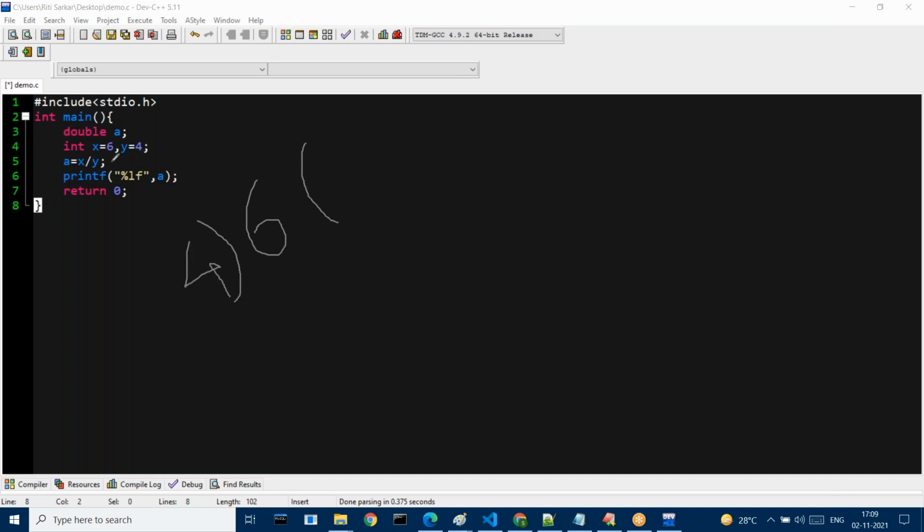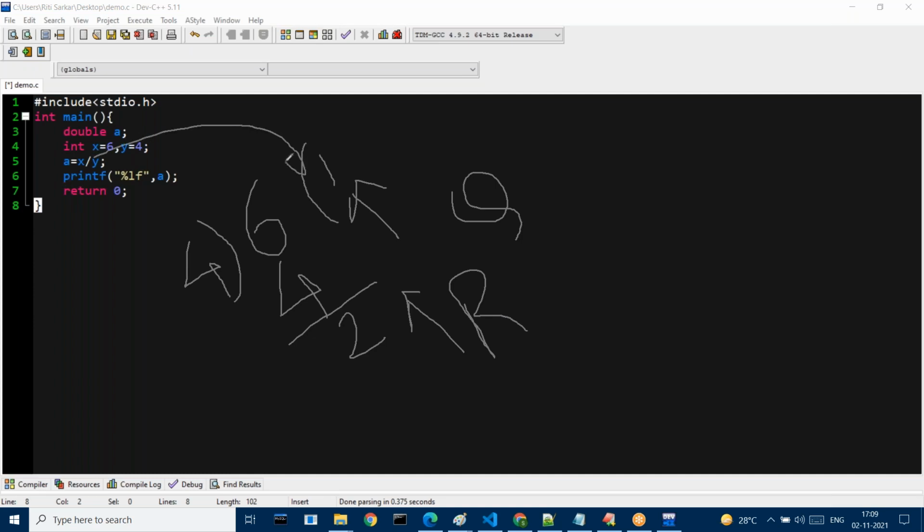What operator you are using? Normal division. Normal division gives us what? Quotient. This is called quotient. And this is known as the remainder. Normal division gives us what? Quotient. So after division, what is the value of this quotient? 1. Integer division, no, sir, 1.